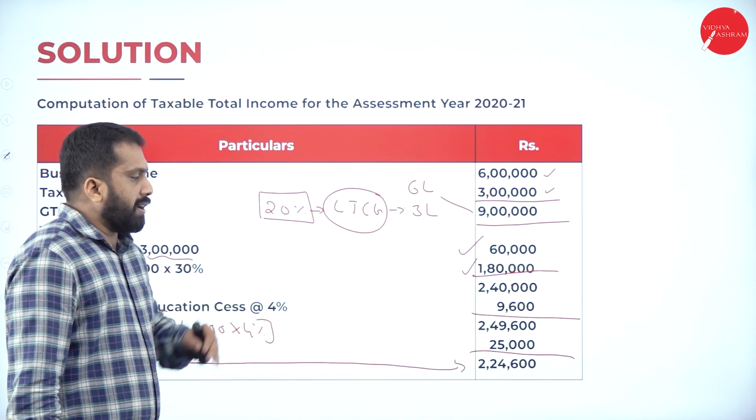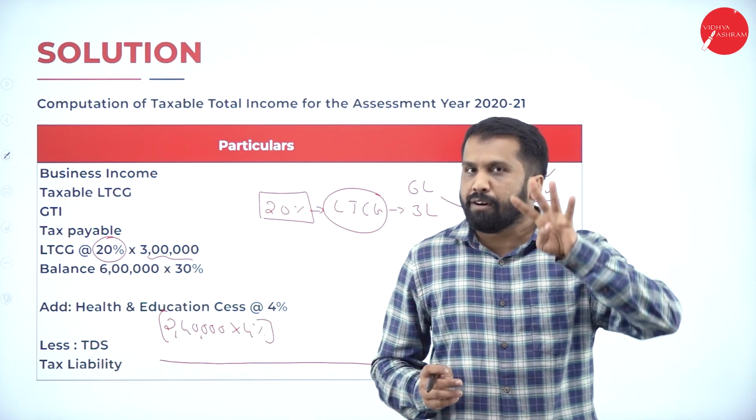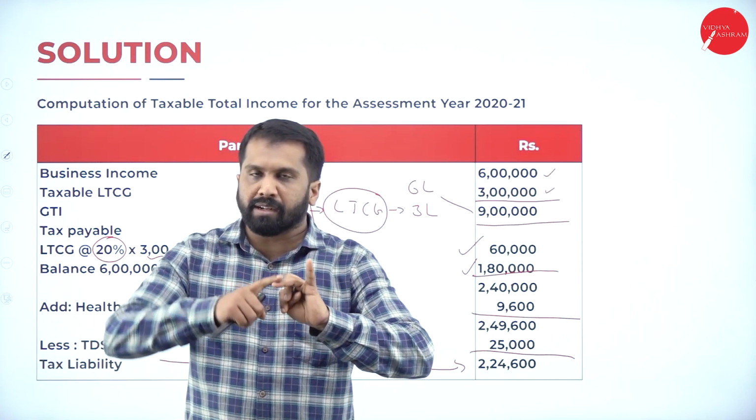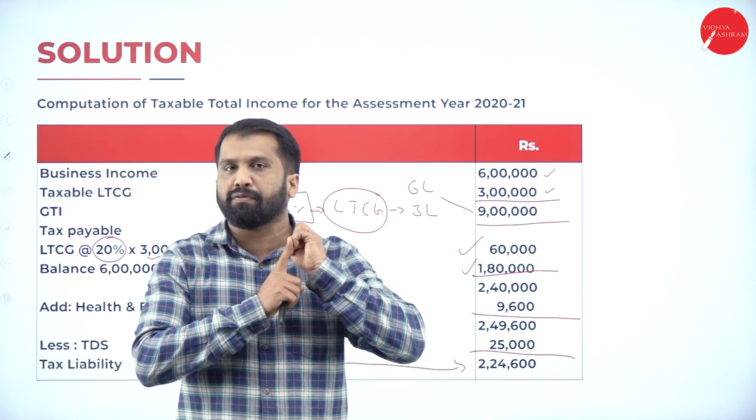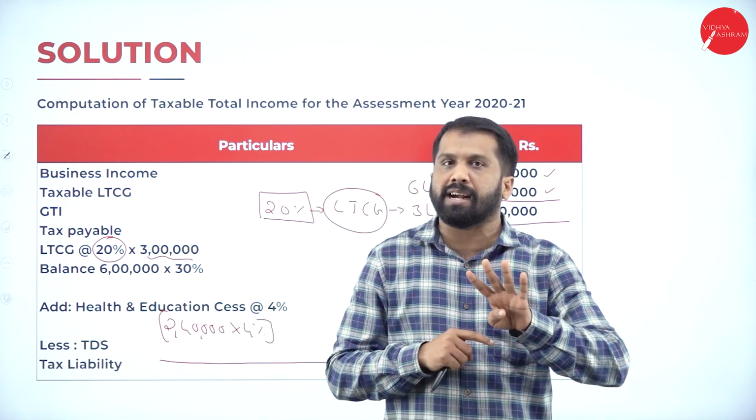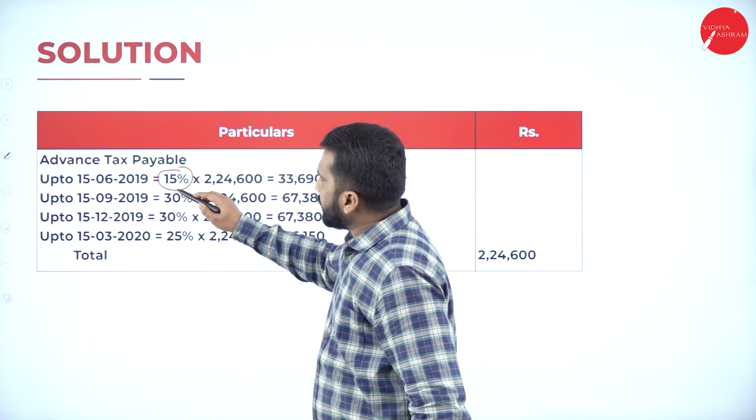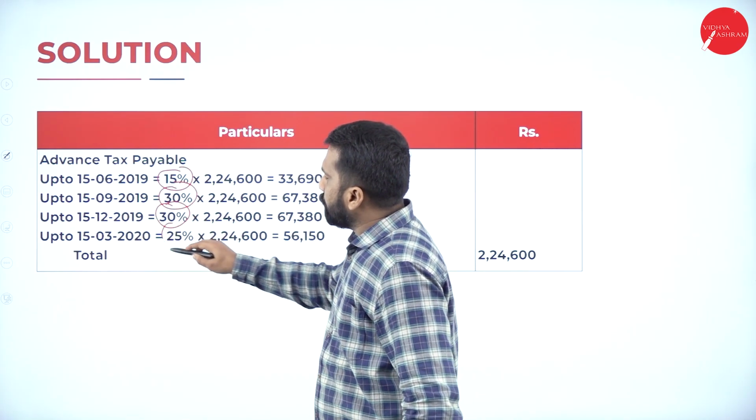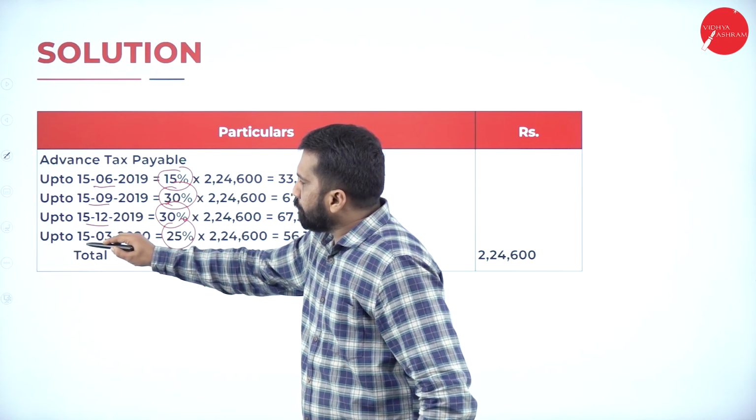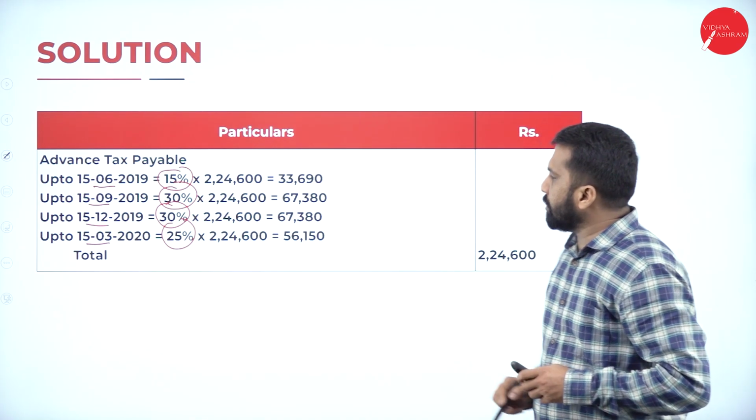So 2,24,600 you are supposed to pay as tax. What kind of tax you are paying? Advance tax. How many installments you will get? 4 installments. What are the dates for that? June 15th, September 15th, December 15th, as well as March 15th. These are the installments you have while calculating your advance tax. What are the percentages for advance tax? I'll show you that. First one is 15%, second one 30%, third one 30%, fourth one 25%. What are the dates? 15th June, 15th September, 15th December, 15th March. These are the dates. These are the percentages you're supposed to remember. Now, what is your taxable value?